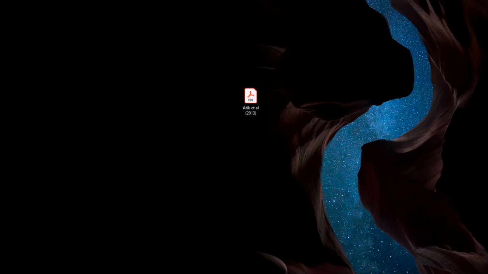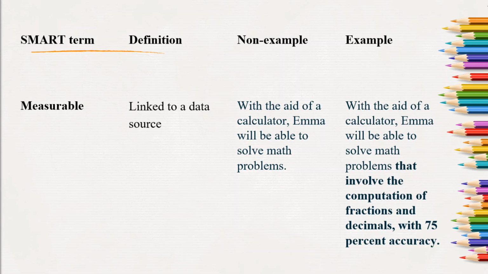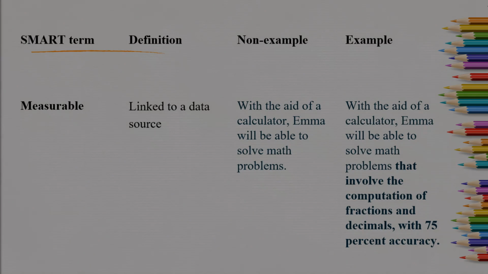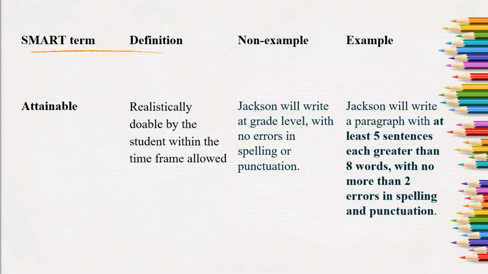So then the next part of the SMART goal is attainable. So going on to the next slide. Attainable refers to realistically doable by the student within the time frame allowed. So in addition to being able to measure our goals, we also need to set a time frame for them to complete it and to see if it's actually realistically attainable by the student.